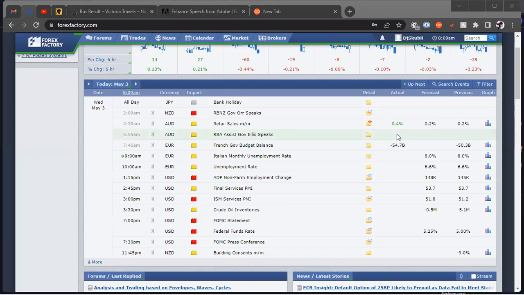Yeah, so as we all know, we're basically looking for opportunities in the market, and you guys get to see how I get my Forex entries and exits. That's basically my Forex strategy.